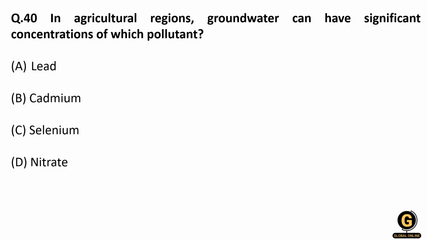In an agricultural region, groundwater can have a significant concentration of which pollutant? So remember, in agriculture, whenever a farmer uses fertilizers or pesticides, when it is sprayed on the crop or on the farm, it percolates and goes inside the water and then mixes with the groundwater, right?